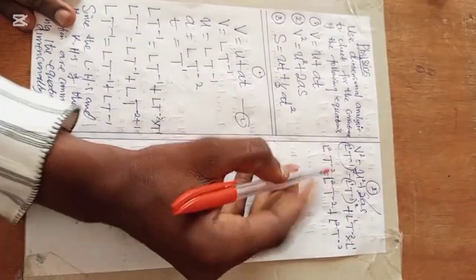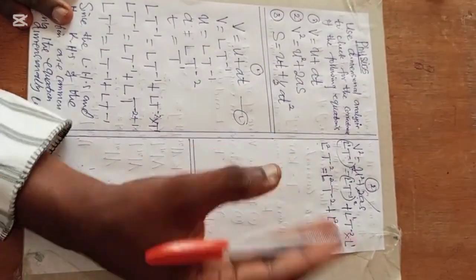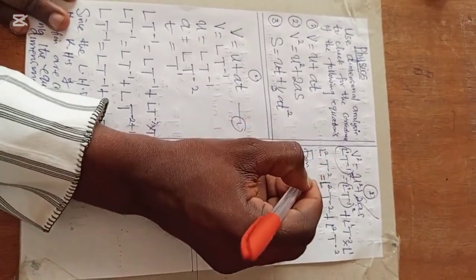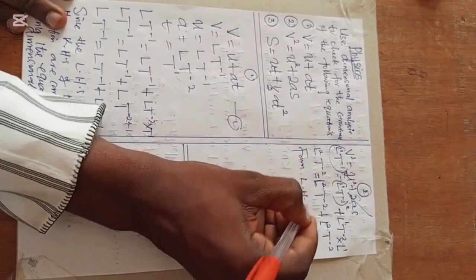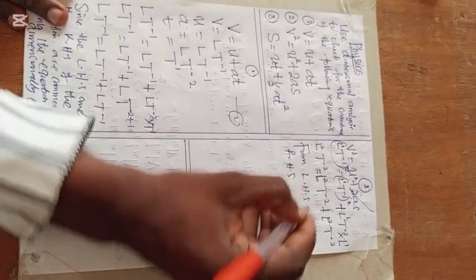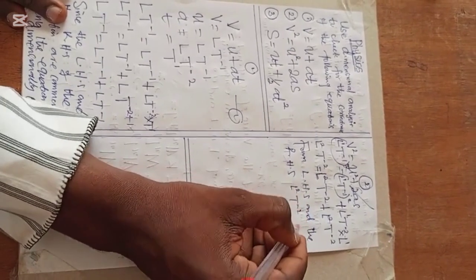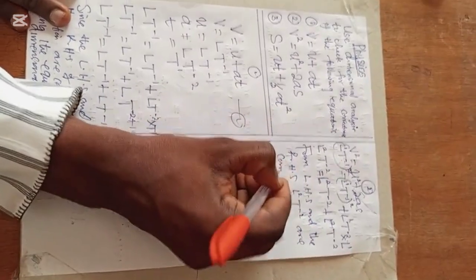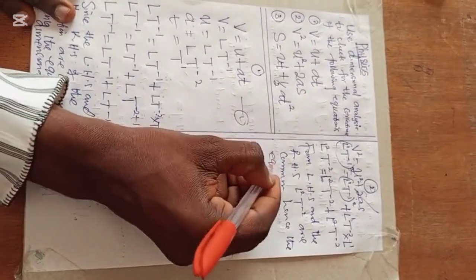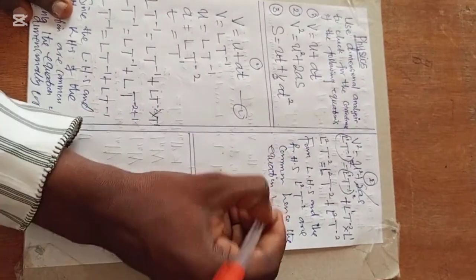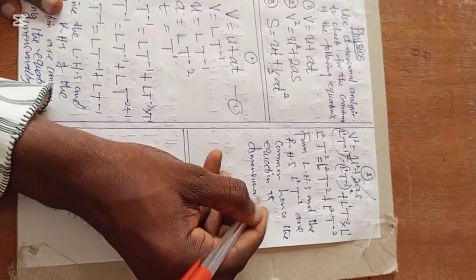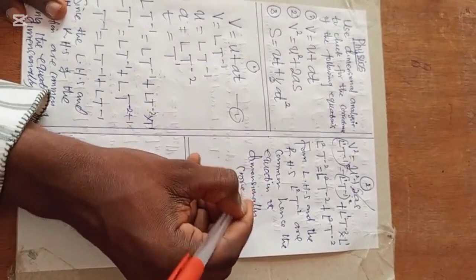If you look at the left hand side and the right hand side, they are common. L squared T raised to power minus 2 is common on both sides. Hence, the equation is dimensionally correct. I'm done with that.